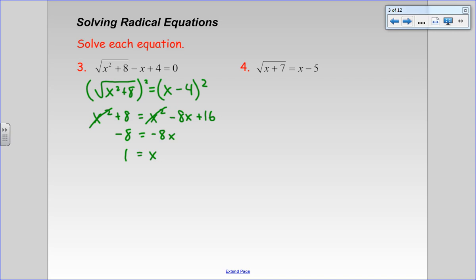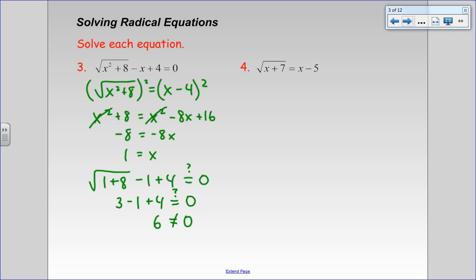However, we have to check to see whether or not that's a solution of the original equation as well. So let's substitute back into the original equation. The square root of 1 plus 8 minus 1 plus 4, and is that equal to 0? Well, the square root of 9, the principal square root of 9 would be 3. So we have 3 minus 1 plus 4. Is that equal to 0? Well, 3 minus 1 is 2, and 2 plus 4 is 6. Clearly 6 is not equal to 0.